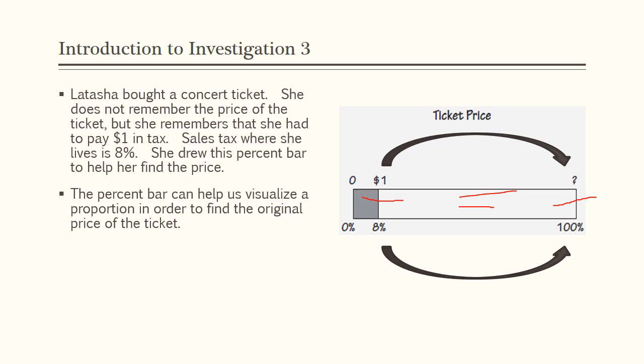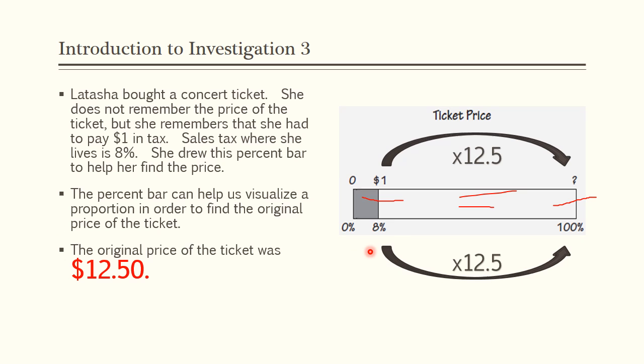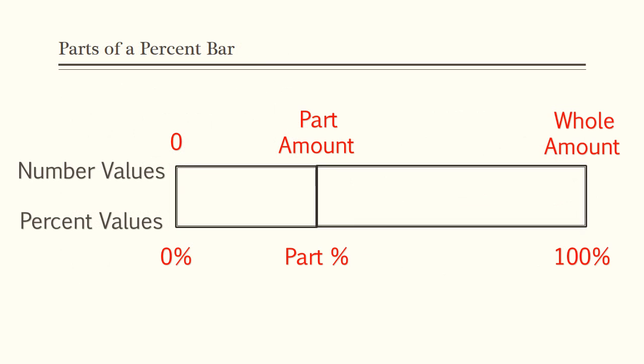If we wanted to solve this, we'd take 100 divided by 8, get our factor of 12.5, multiply that by 1, and we'd see that the original price of the ticket was $12.50. So that's an example of how the percent bar can be used. Let's take a look at the specifics of a percent bar.